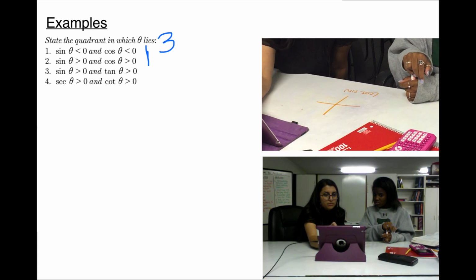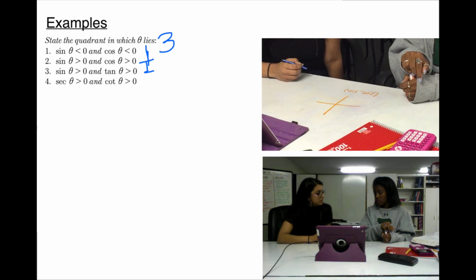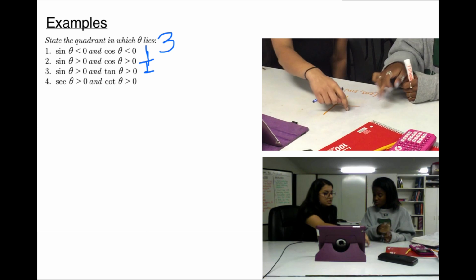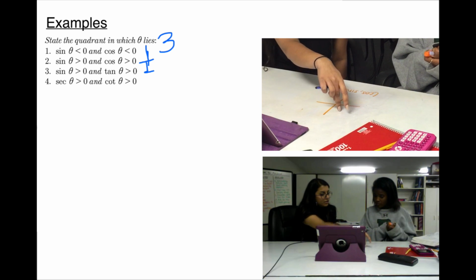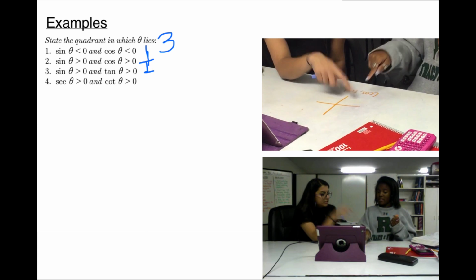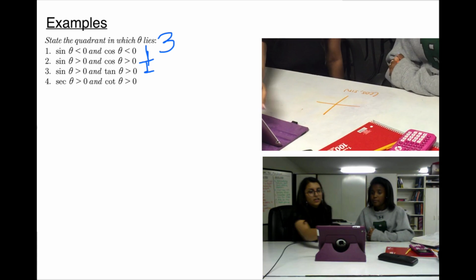Where else is tangent positive? Oh, quadrant 3. Because remember, this is negative cosine, and then the sine is negative here, so negative over negative. So it would be positive there. Quadrant 3, exactly. All right, how about this one?